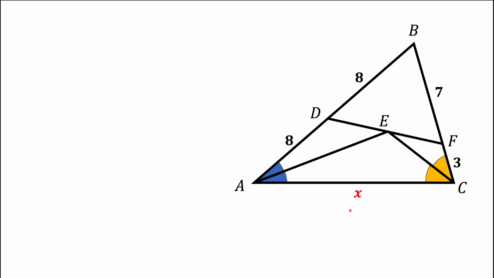Here we have a triangle ABC. We know two sides of this triangle. Side AB is 16, side BC is 10. And the third side we don't know, and that's what we need to find.